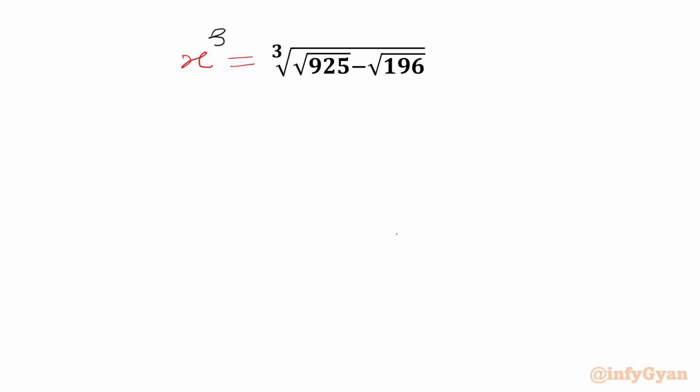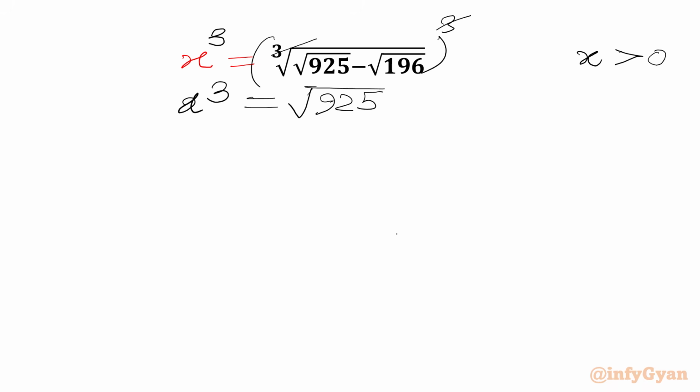So we will write here x cube. In RHS we'll write power 3. X is always positive because square root 925 is greater than square root 196. Now we will cancel cube root with cube. So we can write x cube will be equal to square root 925 minus square root 196.